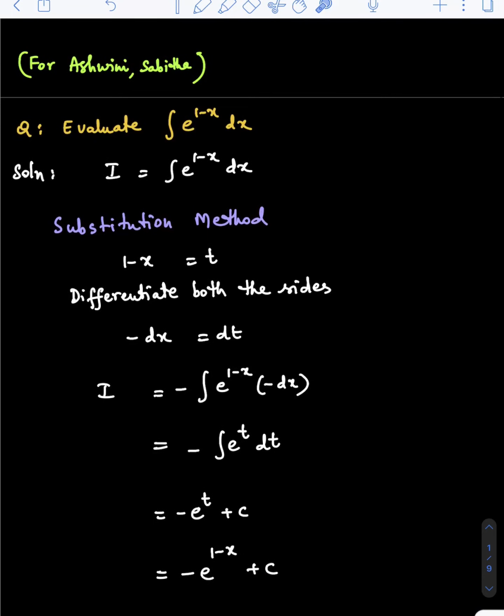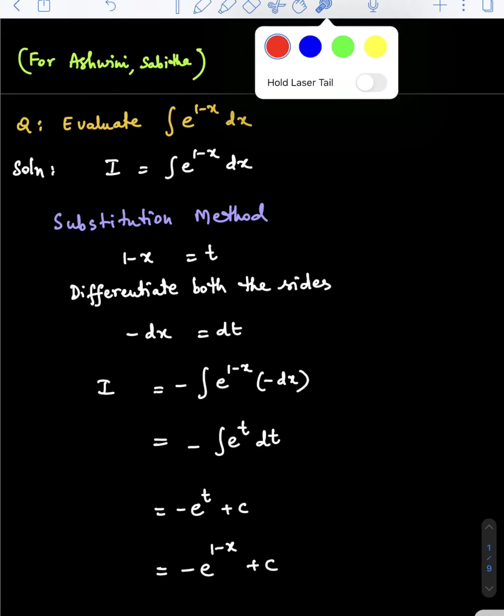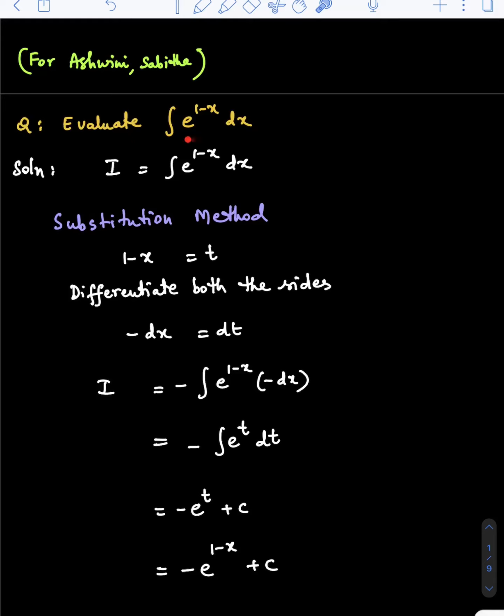And the next question is: evaluate the integral of e power 1 minus x dx. Solution: this is also the integrand, I is equal to this much. Here also I am using the substitution method. What is substituted in it? 1 minus x is substituted by t. Here also we give the numbers. So this is equation 1 and 1 minus x is equal to t is equation 2.